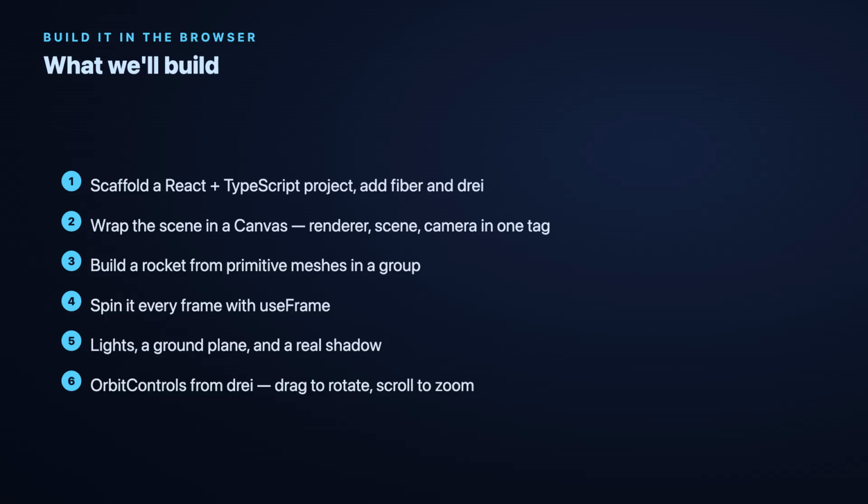The plan has 4 beats: scaffold a React project and add 2 libraries, then wrap the scene in a canvas. Build the rocket from primitive meshes in a group, spin it with useFrame, light it, and drop in OrbitControls.